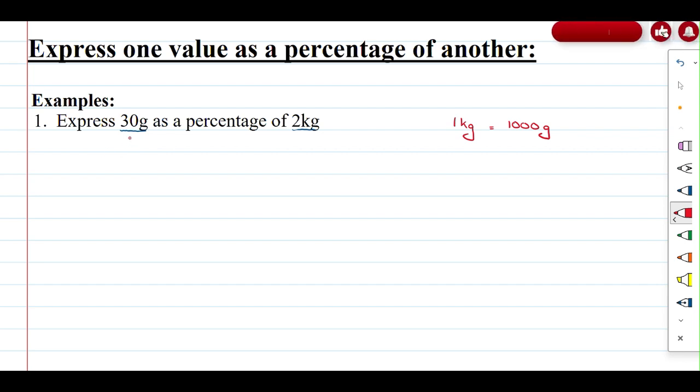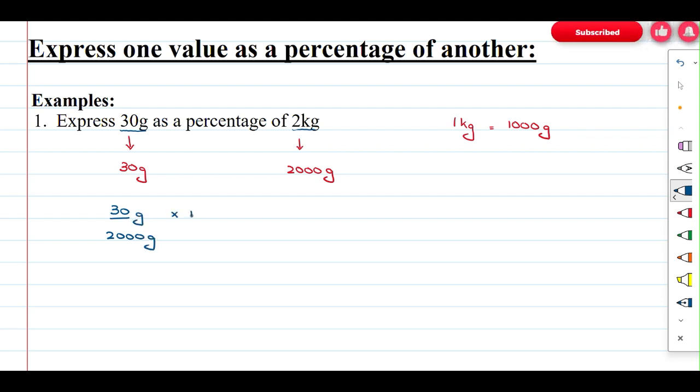This is already in grams, 30 grams. Now let me convert the kilograms into grams. If 1 kilogram has 1000 grams, then 2 kilograms is equivalent to 2000 grams. Now you can see both the quantities are in grams. Let me read the question again: express 30 grams as a percentage of 2 kilograms. This is in grams, this is in grams.